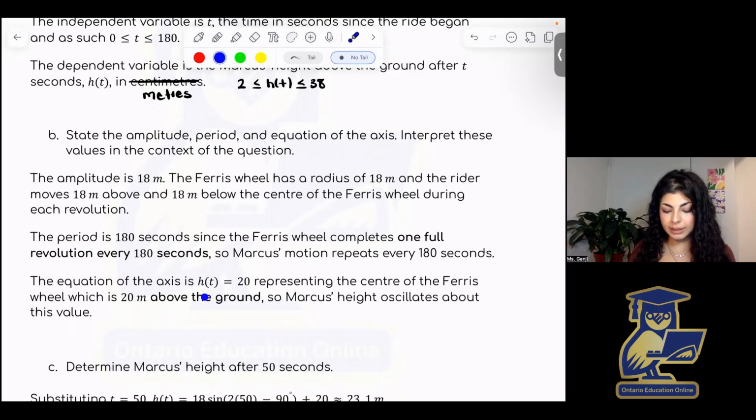The equation of the axis is h of t is equal to 20, and this represents the center of the Ferris wheel, or how far off the ground the axle of the Ferris wheel is, which is 20 meters. And so Marcus's height is oscillating about the axle, which is, again, 20 meters above the ground.